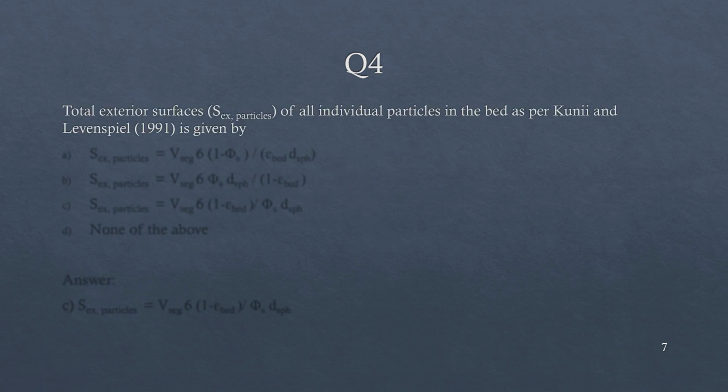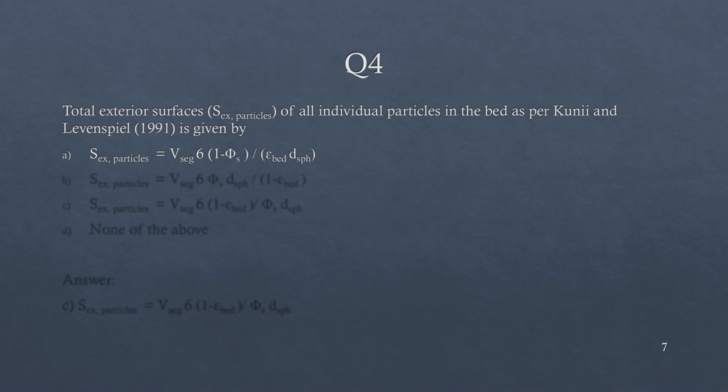In question 4, it is asked that the total exterior surface of all individual particles in the bed, as per Kunii and Levenspiel, is given by: exterior surface of all the particles, S_ex, is equal to V into V_seg, 6 into 1 minus phi_s divided by epsilon_bed into d_sphere. Here V_seg is the volume of the segment of that bed, phi_s is the sphericity of the particles, epsilon_bed is the void fraction of the bed, and d_sphere is the diameter of the sphere or equivalent sphere.